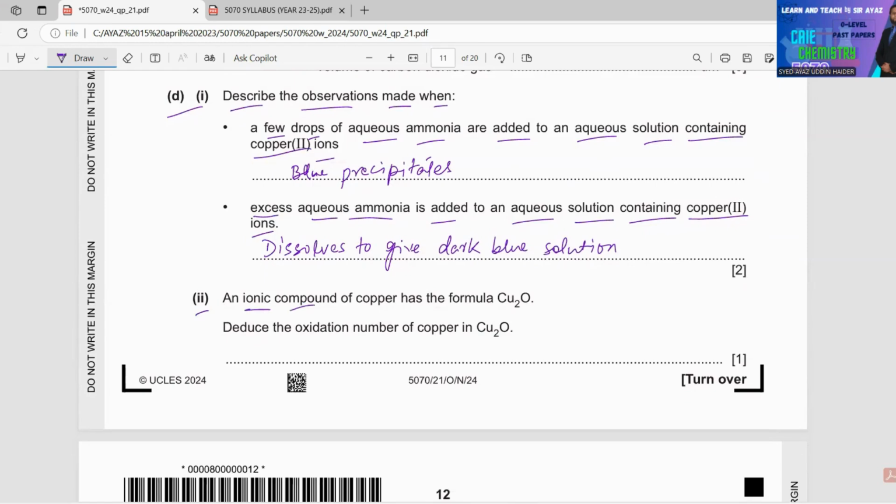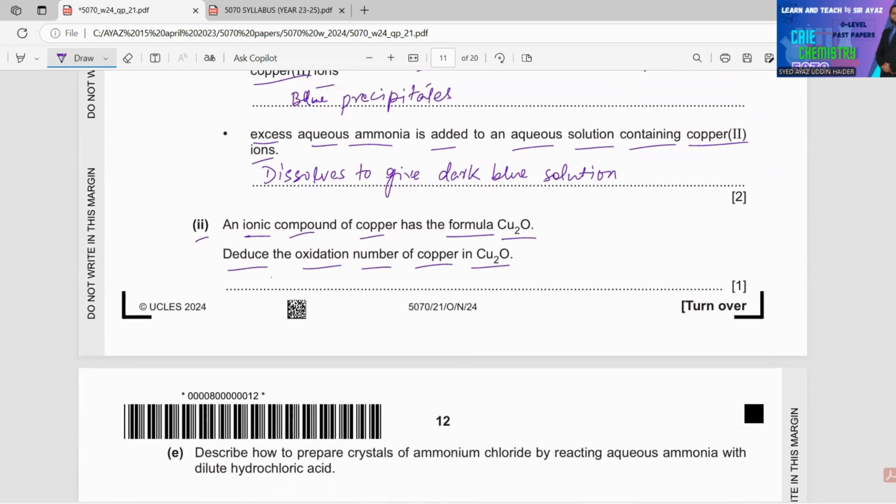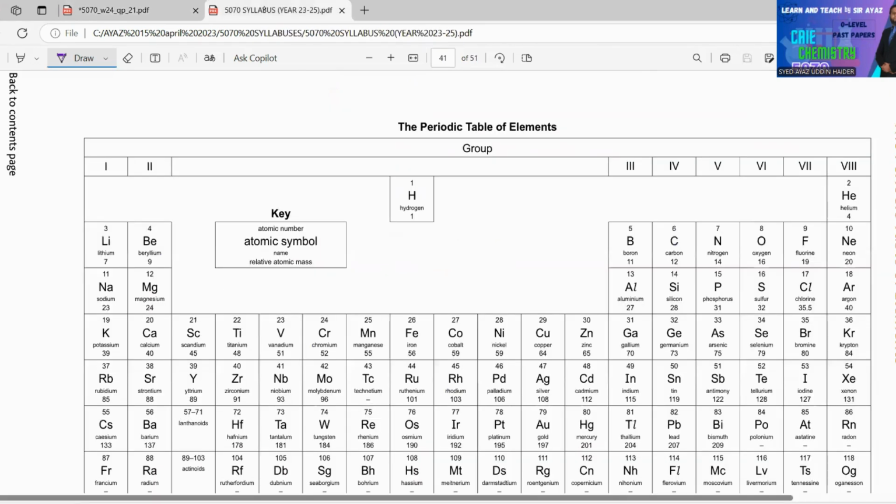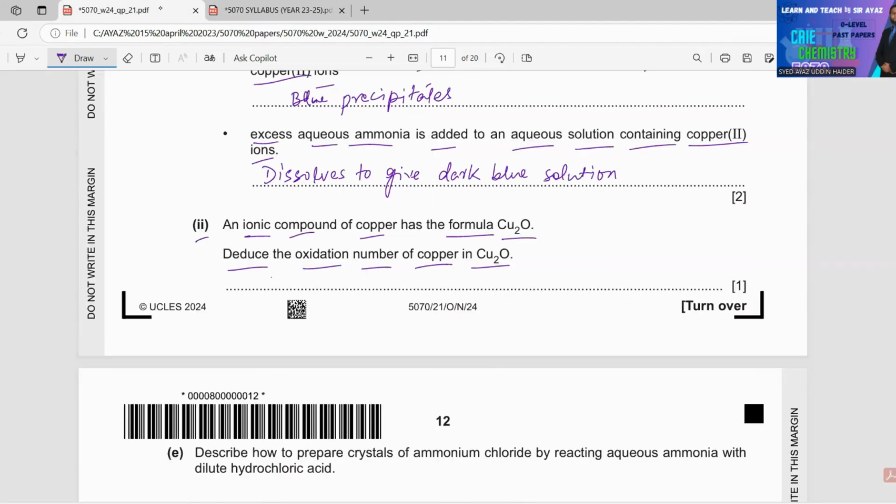Part 2. An ionic compound of copper has the formula Cu2O. Deduce the oxidation number of copper in Cu2O. Now Cu2O means we have two atoms of copper and one atom of oxygen. In order to calculate the oxidation number of copper, we need to know the oxidation number of oxygen. Oxygen is in group 6, so it must have -2 as its oxidation number.